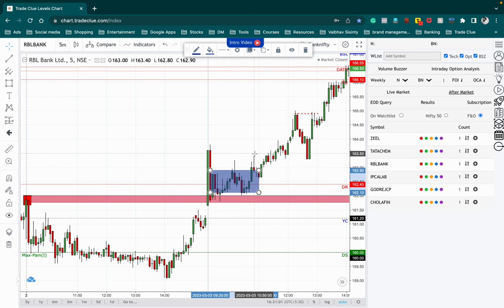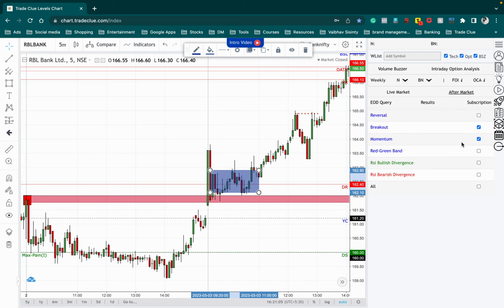Likewise, I will be getting the best breakout trades in these two scanners before the market opens, and you get set, go for the next trading day.